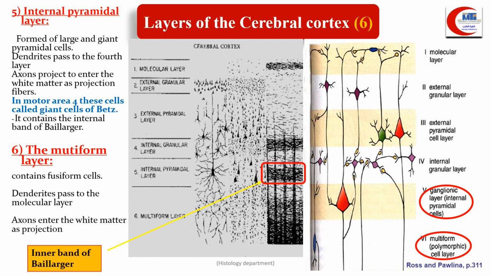Finally, as regards the sixth layer in the cerebral cortex, it's called the multiform layer. What are the components of the multiform layer? It contains the fusiform cells. Dendrites pass to the molecular layer, and the axons enter the white matter as projection fibers. Here we can see the inner band of Baillarger, also labeled in this diagram on the left side.